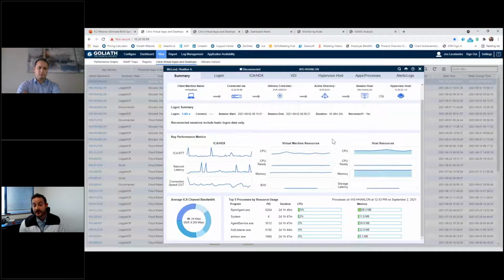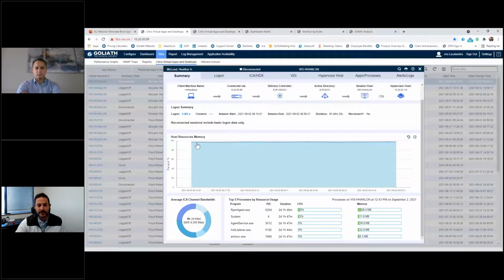And what this specific customer was able to see was a correlation across a number of different users that were having issues that we were able to see here by identifying that high ICA round trip time. What they were able to see was a correlation with the hypervisor hosts in their environment that consistently had high memory for all of their users. So they were able to click into the memory, and they were able to see that memory was pegged at 96 to 97% for all of their users.